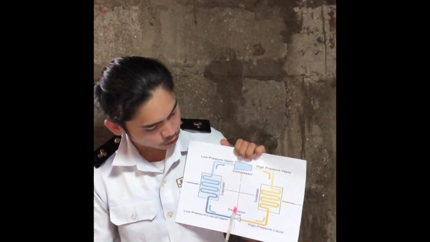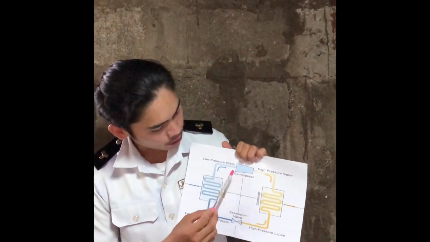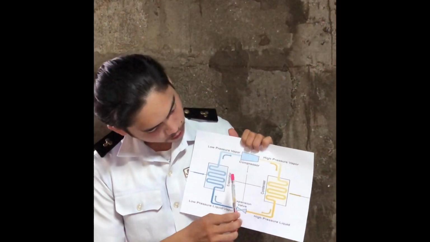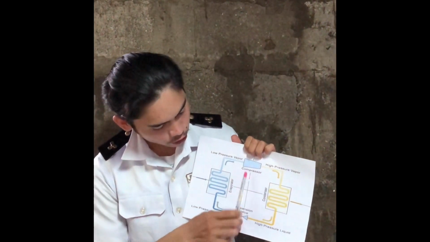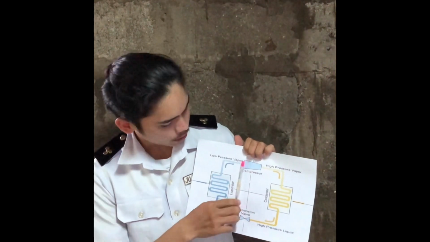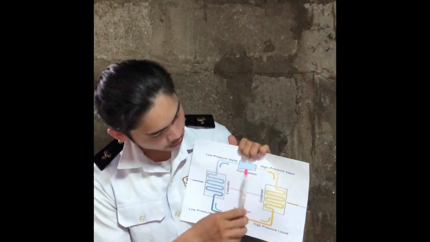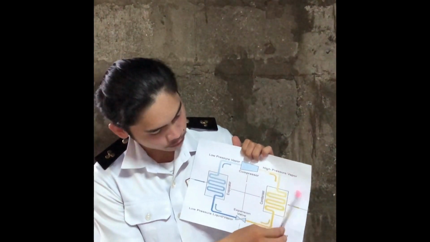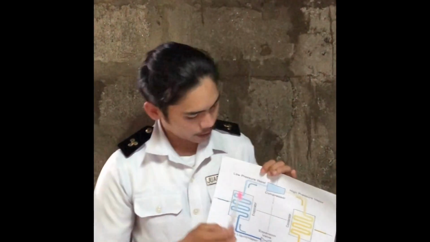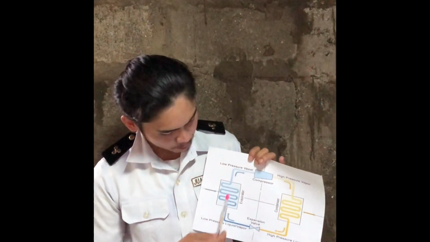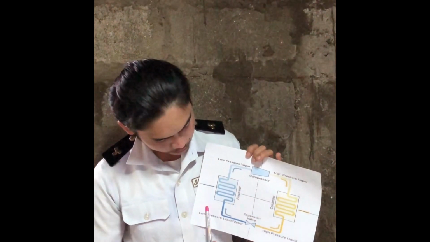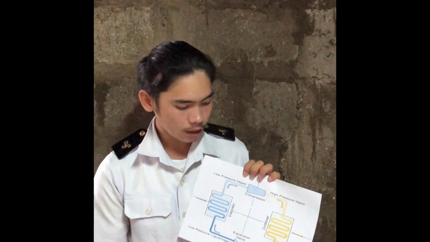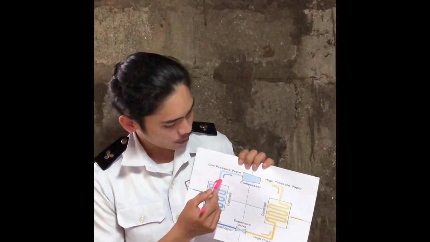Now, my method to understand this cycle: I divided it into a horizontal and a vertical line. On this side is the low pressure, and on this side is the high pressure. And we have two states of refrigerant, where this side is the vapor and this is the liquid. Now, we will start the cycle.